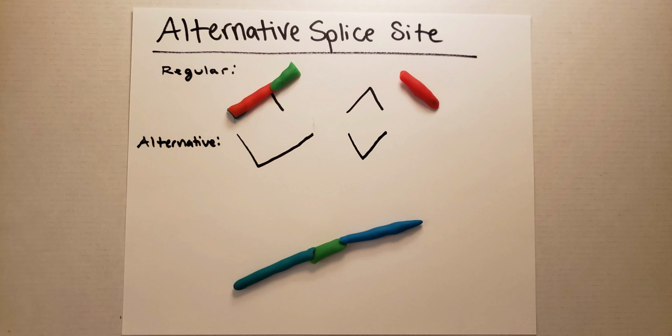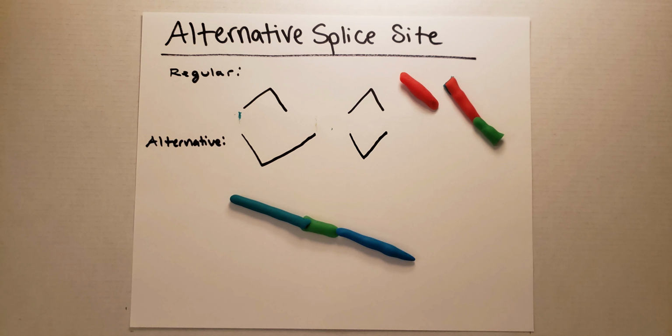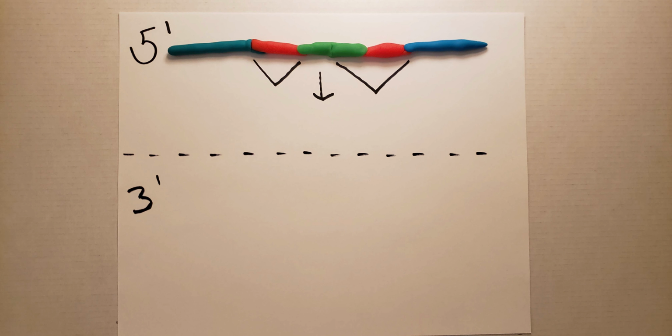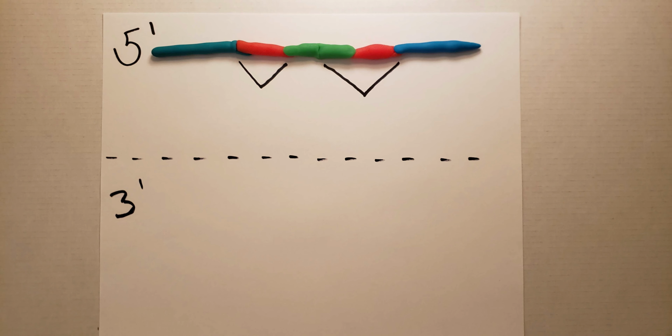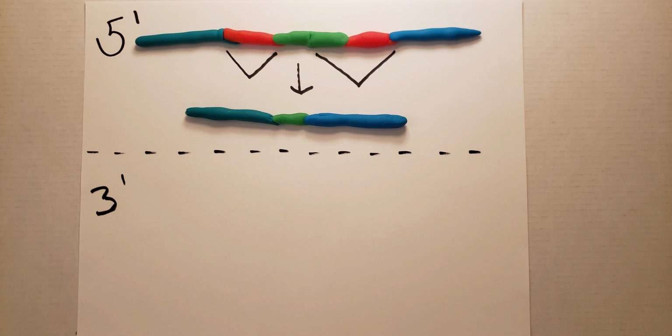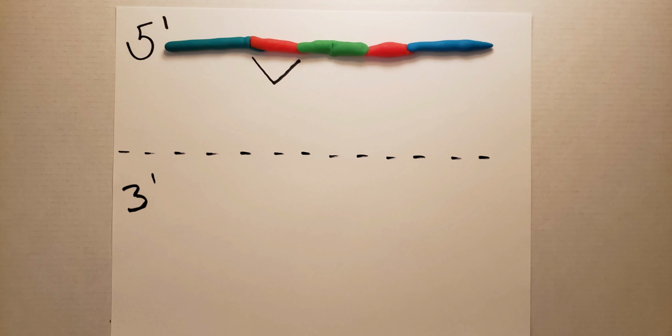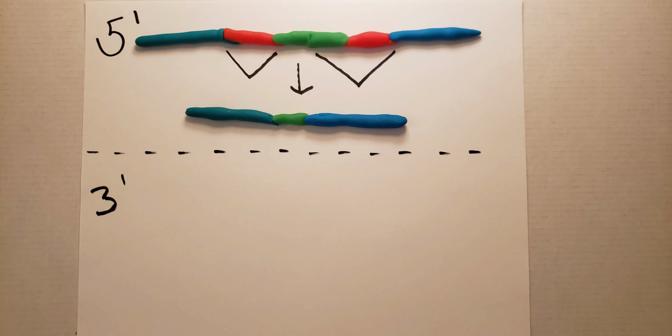There are two main categories of alternative splice sites: alternate 5' and alternate 3' sites. An alternate 5' splice site is just what it sounds like. It means the spliceosome cuts at a normal spot on the 3' end, shown here on the right side. But on the 5' end, the left side, it can cut at the alternative site located on the exon.